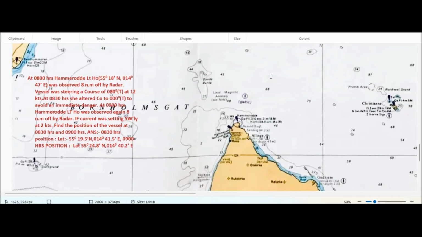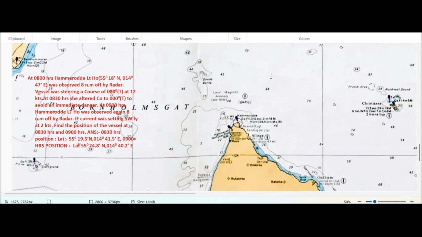That means at 8 o'clock, the vessel's distance was 8 miles from the Hammerod. Again at 9 o'clock, same distance. So we have to transfer the position circle, the 8 o'clock position circle to 9 o'clock. This principle remains the same. Actually, the distance is the same, but at two different times. That means two different positions on the same circle.